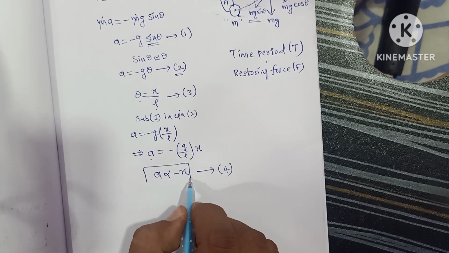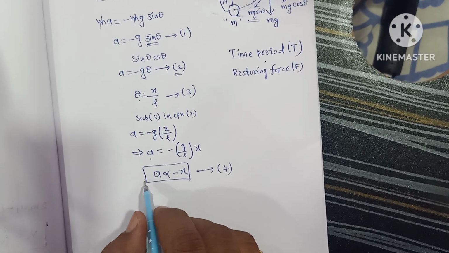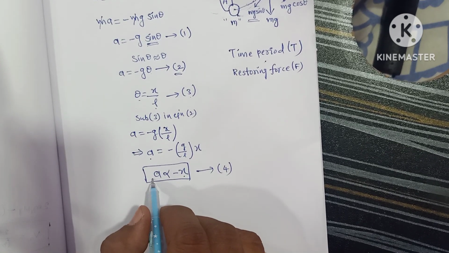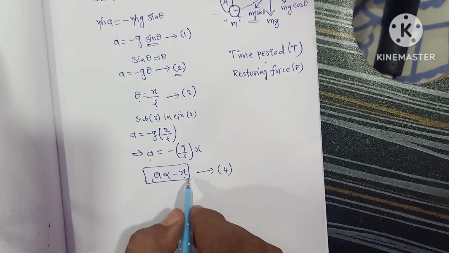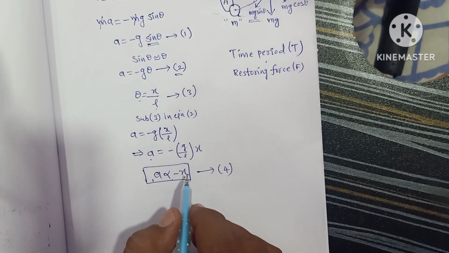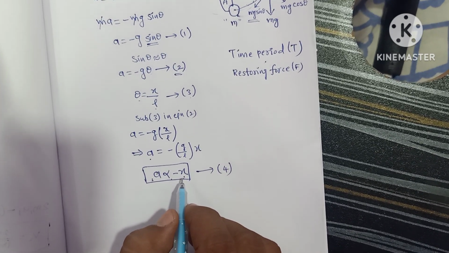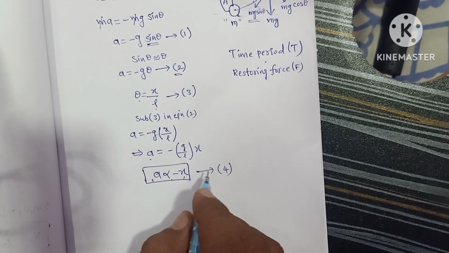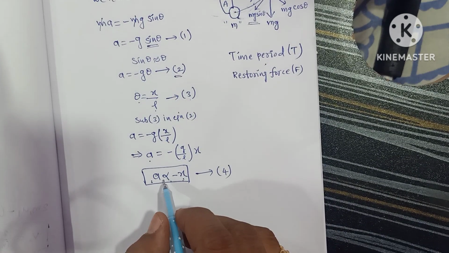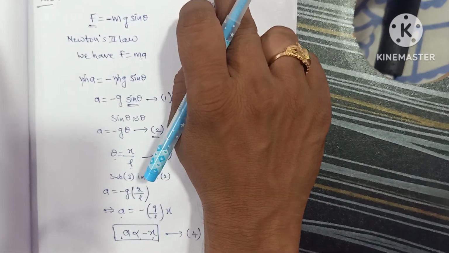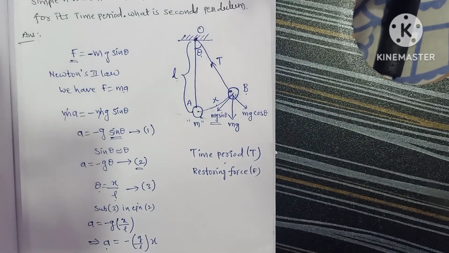What does this equation indicate? A indicates acceleration, x indicates displacement. So acceleration is directly proportional to displacement and is opposite to the displacement. So which is the condition to be satisfied in order to say an object is in simple harmonic motion? Therefore we got here a proportional to minus x. So we can say that the motion of simple pendulum is simple harmonic.